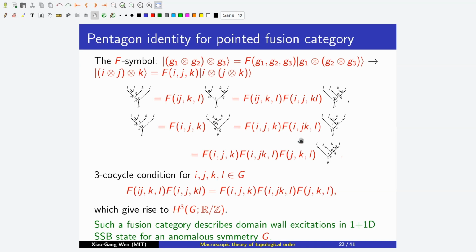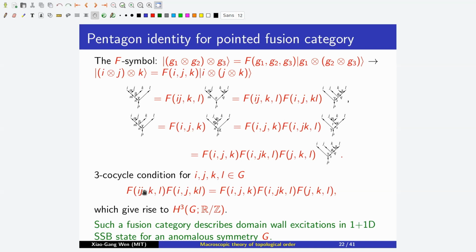I'm using this example because actually this example is kind of real. So let's consider we have a symmetry breaking state. We have a system with a symmetry G, a finite group G. We have symmetry breaking states. In the symmetry breaking state, we have domain walls. Then you can just consider fusion for domain walls. The domain walls really satisfy this kind of fusion, because a domain wall is labeled by a group element. Then when two domain walls fuse, it's really group multiplication. So the fusion of these points is the domain wall fusion in the symmetry breaking states.